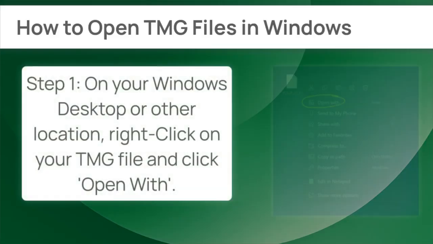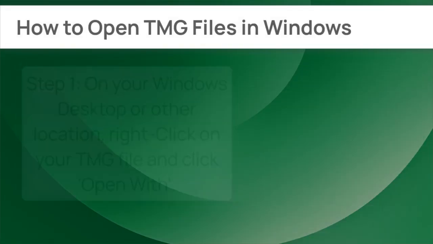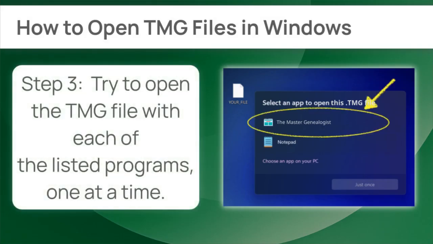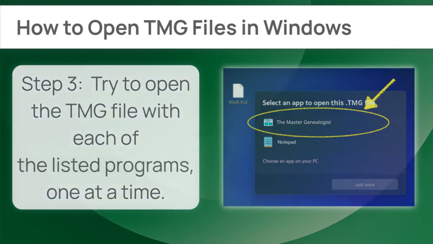To find the correct opener, right-click the TMG file and choose Open With. Attempt to open it with the Master Genealogist first. If it's not present, select a different program and keep testing.